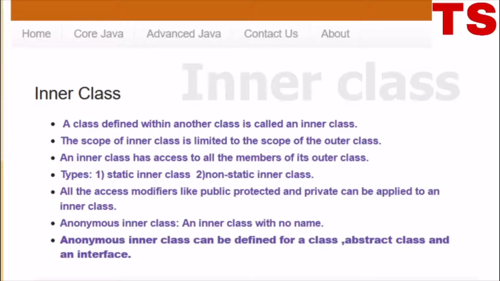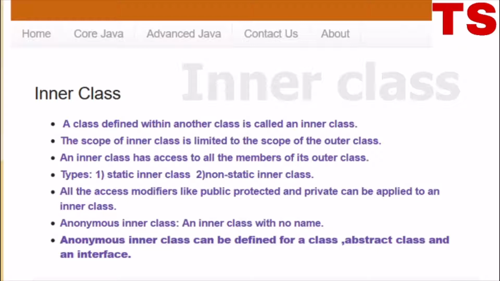Hello friends, in this video let's look at an inner class. A class defined within another class is called an inner class. The scope of an inner class is limited to the scope of the outer class. This means that an inner class exists only when an outer class exists. The inner class has access to all the members of its outer class.